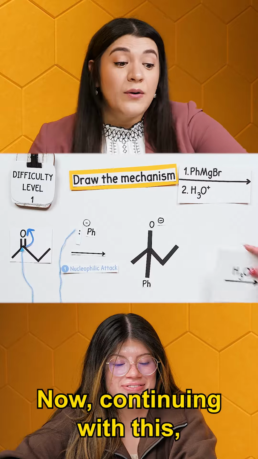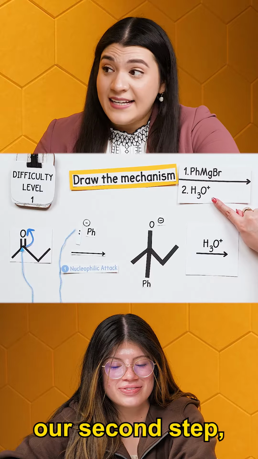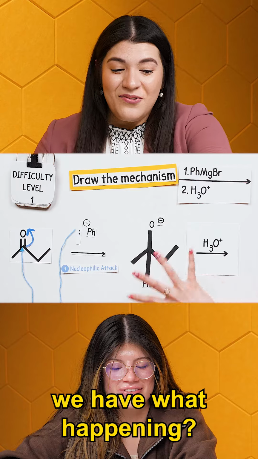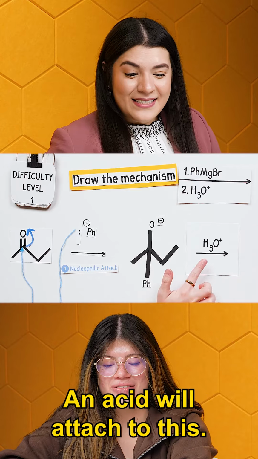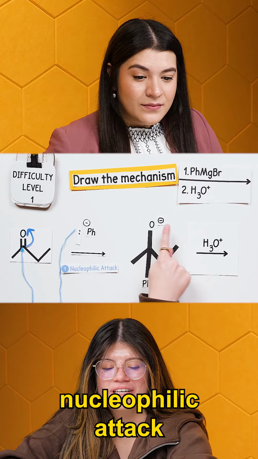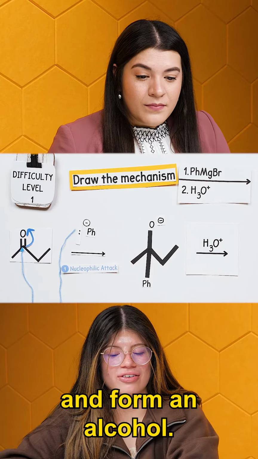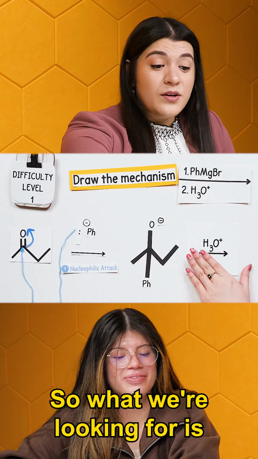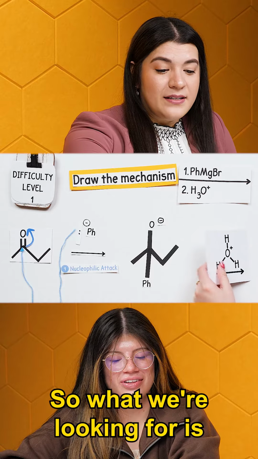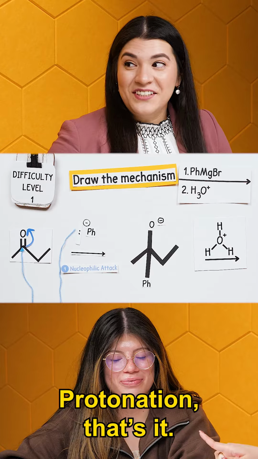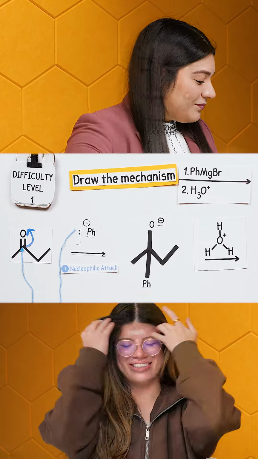Now continuing with this, our second step, what do we have happening? An acid will attach to this. I guess the nucleophilic attack will grab a hydrogen and form an alcohol. It will form an alcohol. So what we're looking for is protonation. Protonation, that's it. I'll give you this one.